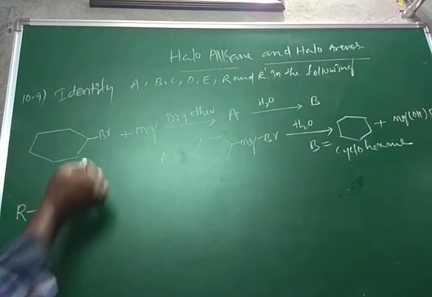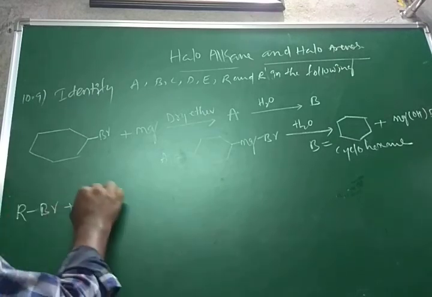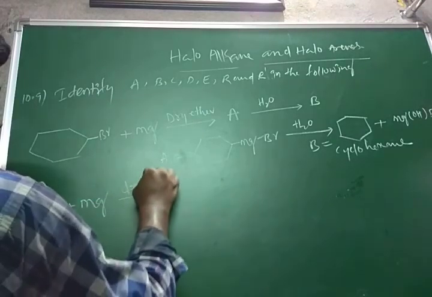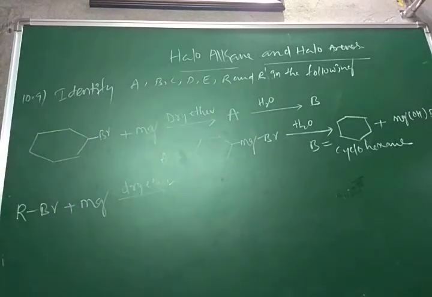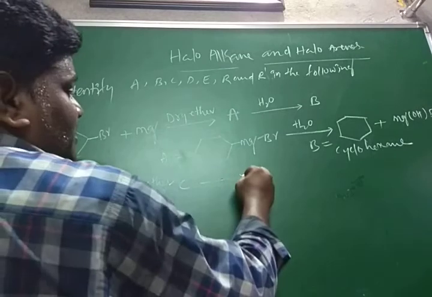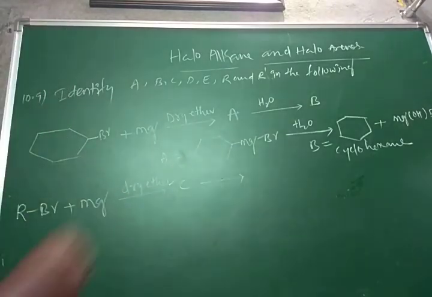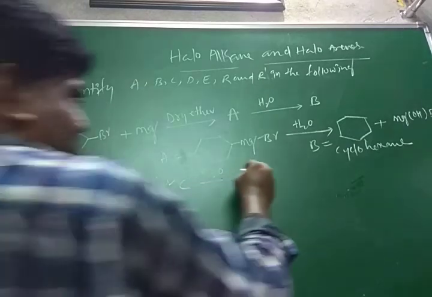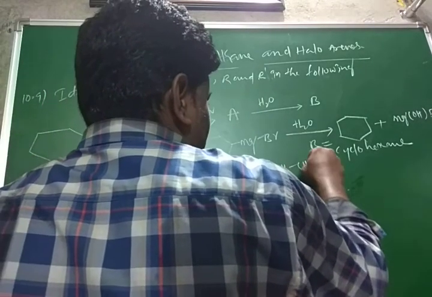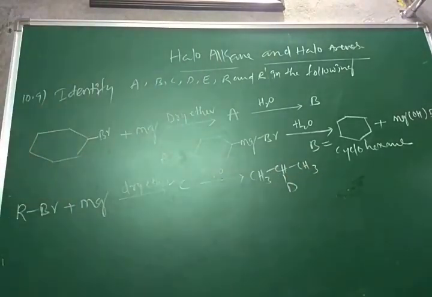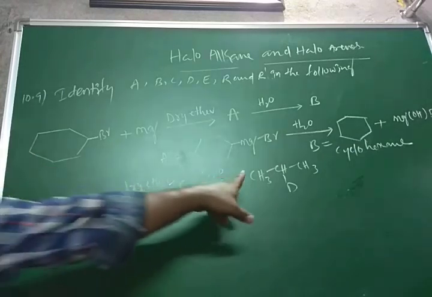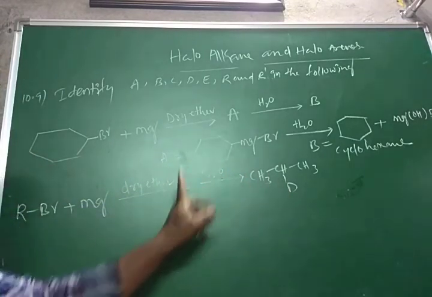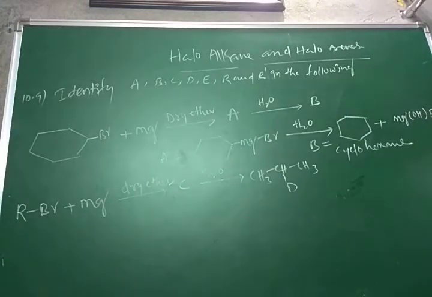Alkyl bromide treated with magnesium in the presence of dry ether forms product C, and this C product on hydrolysis, that means with deuterium oxide, heavy water, forms CH3 CHD. D means the hydrogen isotope deuterium, from deuterium oxide. So deuterium comes at the second position, and there we have to identify compound C.